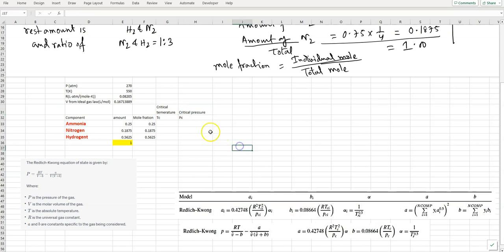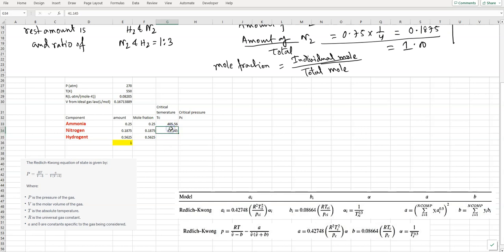So that data we need. For ammonia, the critical temperature, you can search on the internet. So we will get 405.56, and the nitrogen critical temperature is 41.145, and it is nitrogen.